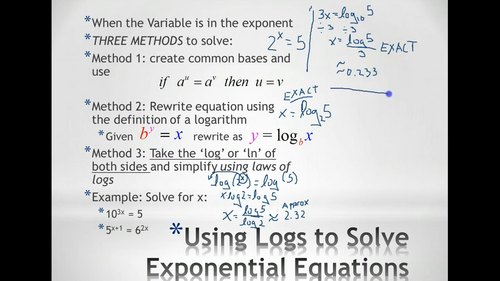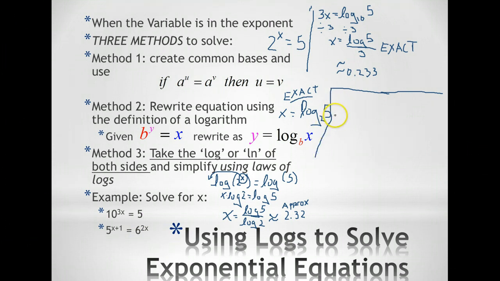That's the first example. That one's really straightforward. The second one, you cannot use method 1. There's no way we could make these have the same base. You cannot use method 2. You can't use the definition of logs to undo this stuff. Well, you can, but it's more complicated. Sorry, you can, it's just more complicated. This one, by far the easiest method is method 3, taking the log of both sides. So let's go ahead and do that here.